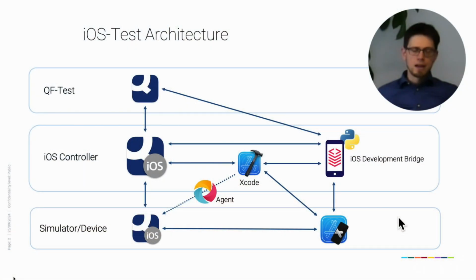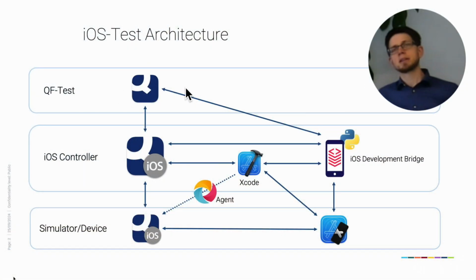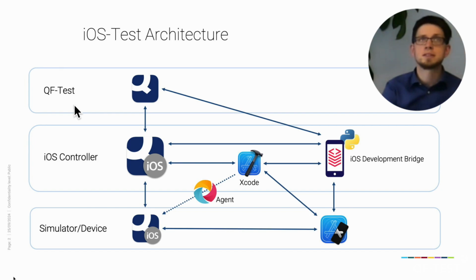So as you know, QF-Test consists of several parts. We have one application, the QF-Test main application, where you design your tests. You describe how your application is started, which you are testing, which checks you have to execute, and so on. This is the QF-Test main application, and this then connects to the system under test.